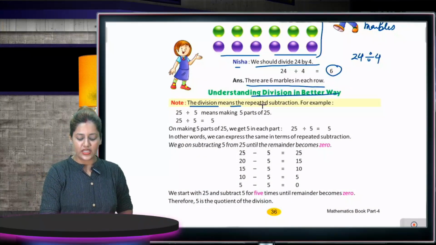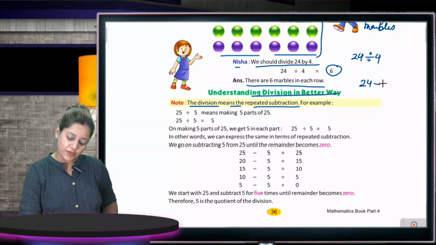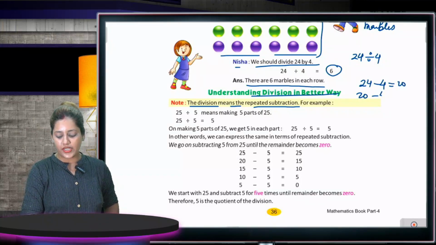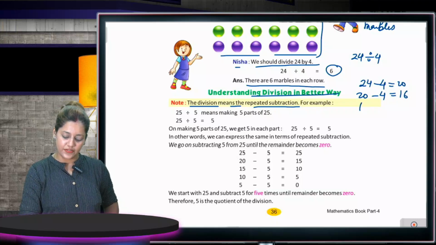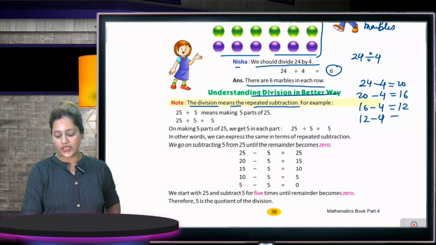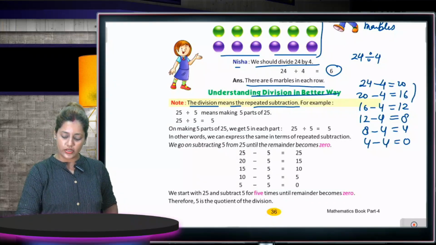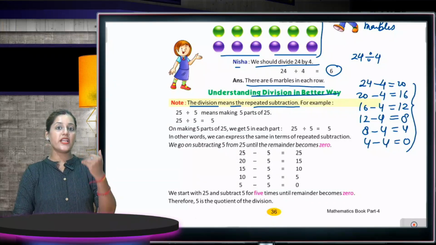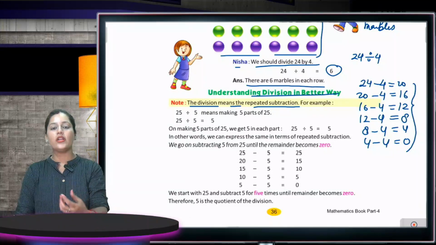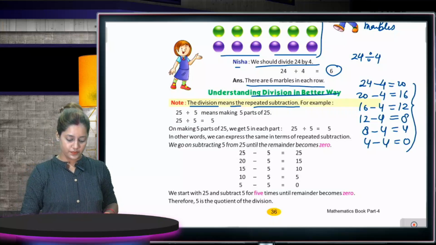Division means repeated subtraction. Like, I have 24, and I am going to subtract 4, it is 20. Now with 20, I subtract 4, then it is 16. After subtracting 4, it's 12. Now 12 minus 4 is 8, and 8 minus 4 is 4, and 4 minus 4 is 0. So in total we have subtracted 6 times. So when we subtract 4 six times from 24, we get the answer 6. So this is your quotient.